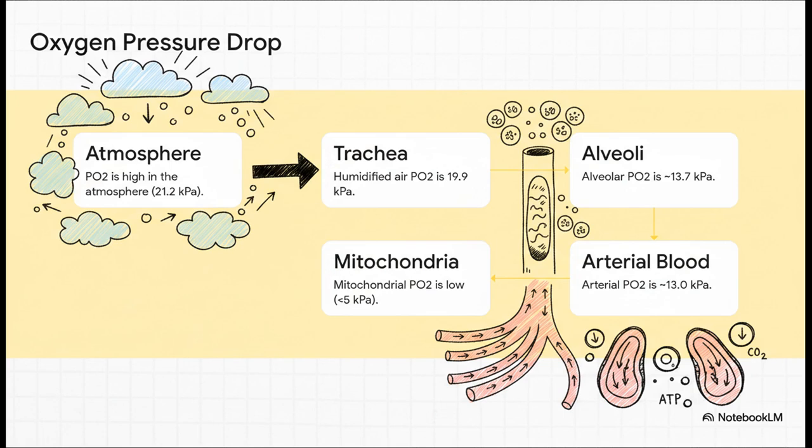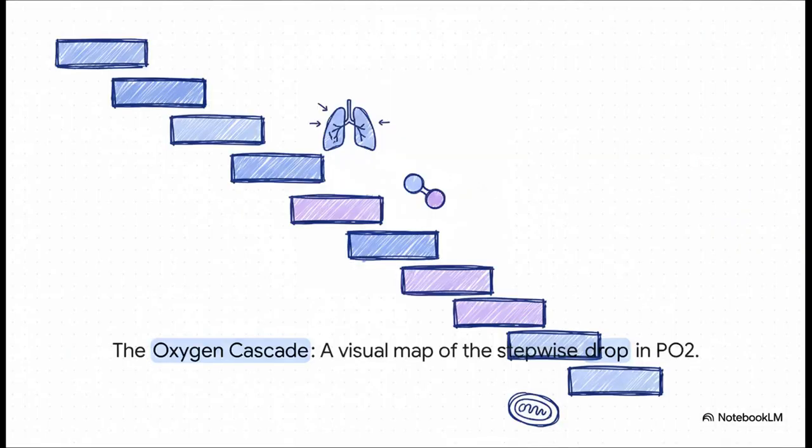And you can see how the pressure just keeps dropping at each stage, right? It starts out super high in the atmosphere, then bam, it drops in the trachea because of the humidity, then it drops again in the alveoli when it mixes with CO2, all the way down to its final stop. And this picture really drives it home. The big takeaway, the thing to really remember, is that when something goes wrong, whether it's hypoventilation or a VQ mismatch, it's like you're making one of these steps in the staircase even steeper. That makes the whole trip down less efficient and puts that final oxygen delivery at risk.